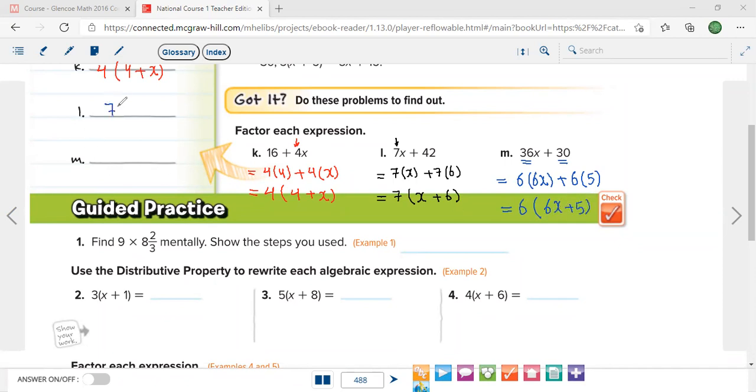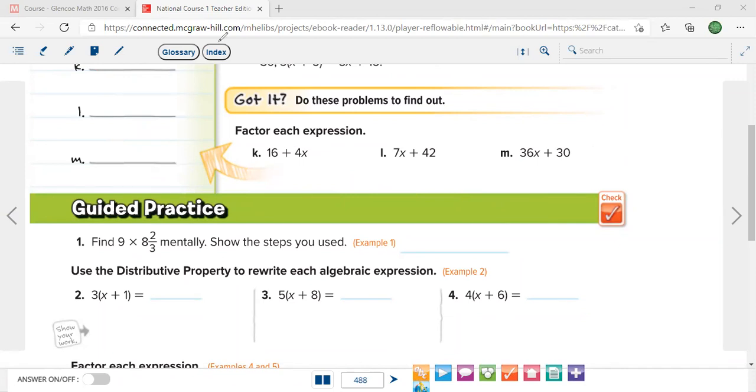So here 7 multiplied by x plus 6. So 6 multiplied by 6x plus 5. And here is a tip. If you want to be sure that your answer is okay, you do the distributive and see if you will get this one and this one or not. If you get them, it means your answer is okay. Moving on.